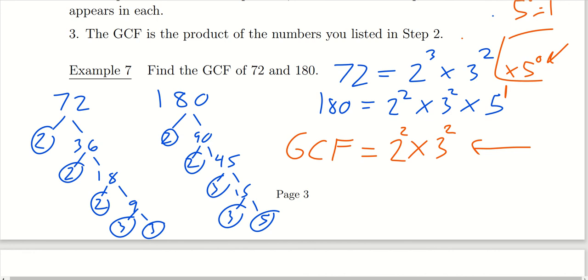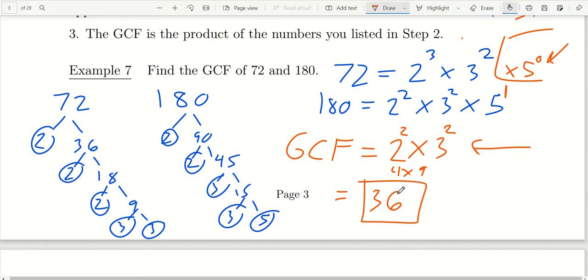So this process actually gives us the GCF of the two numbers, but it gives it to us in factored form. We can multiply it out to see what the number is going to be. We know 2 squared, 2 times 2 is 4, 3 squared is 9, and then 4 times 9 is 36. And again, what that 36 represents is that 36 evenly divides 72, and it divides 180. So the 36 is a common factor. Not only that, but it's the largest factor that divides into both of those numbers.